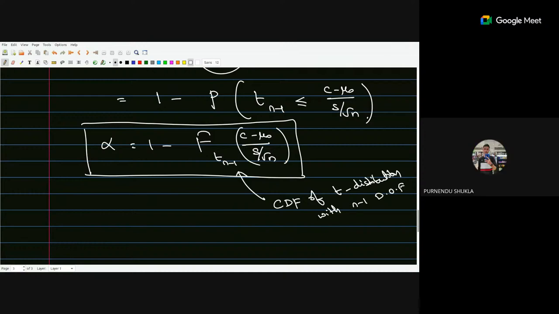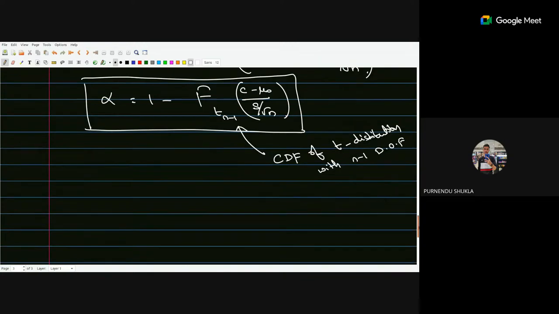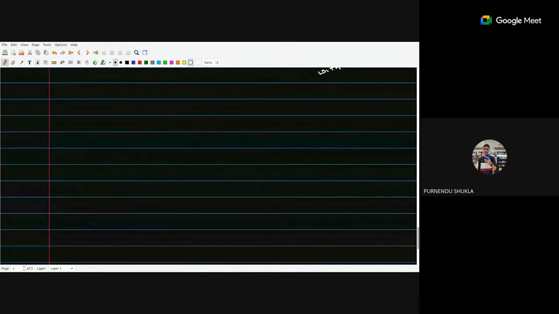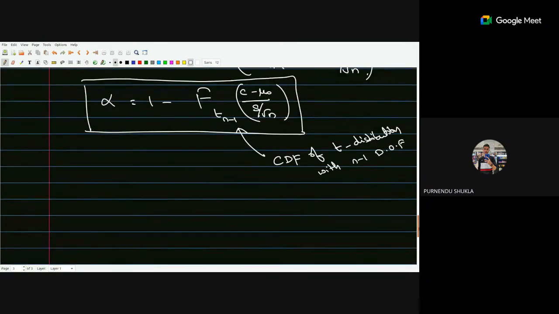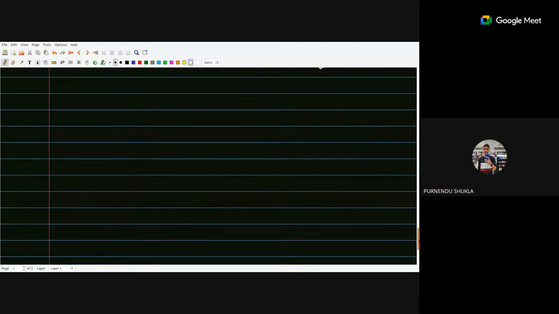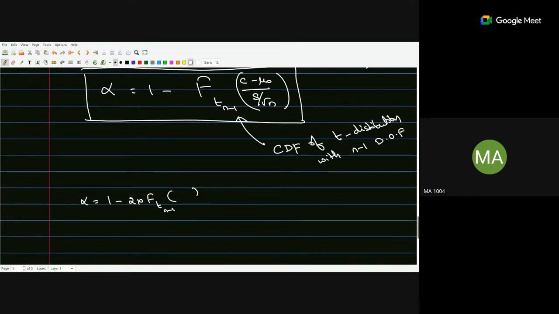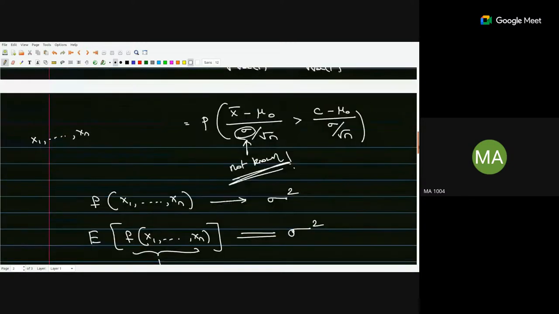Sir, before proceeding, I was trying to solve for the two-sided test, that is mod of whatever value. So I came across that alpha is equal to 2 times 1 minus F of whatever value is in there. So I got the right value for alpha? Alpha is equal to 2 times 1 minus F T n minus 1 of the value whatever you wrote. If you do the two-sided test, then this will change.